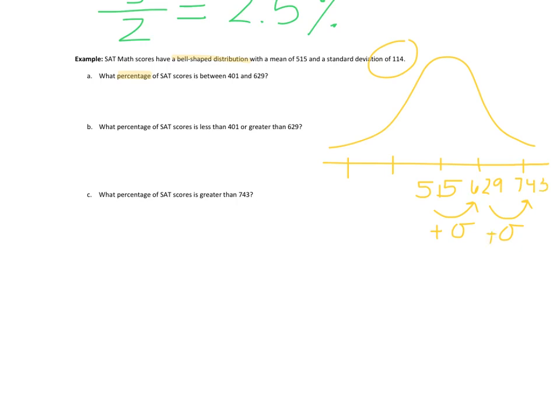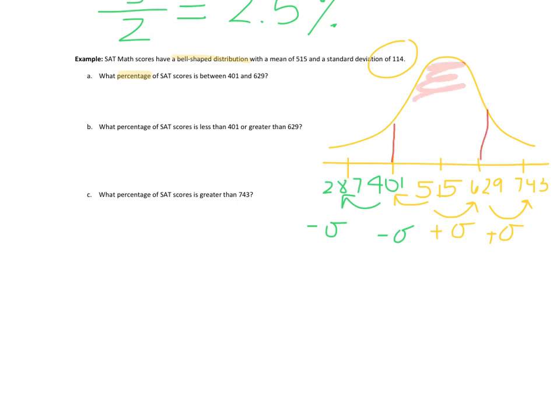All right, and then going to the left, so values less than 515, I'll use a different color. We're going to have to subtract sigmas. Subtract 114. So we're looking at 401. We'll go 2 standard deviations away, so we're going to subtract another 114 to get 287. All right, so let's see what the question's asking. So part A, what percentage of SAT scores is between 401 and 629?